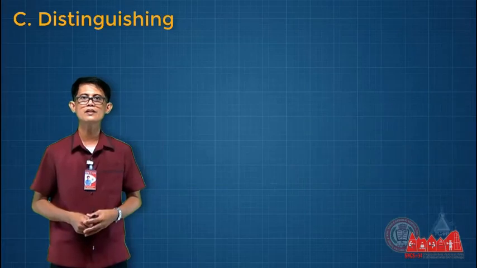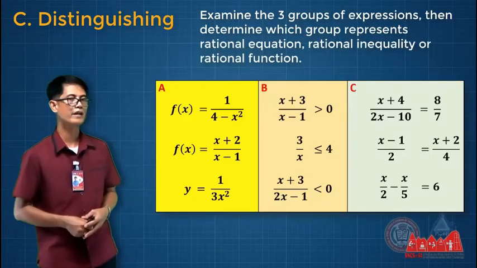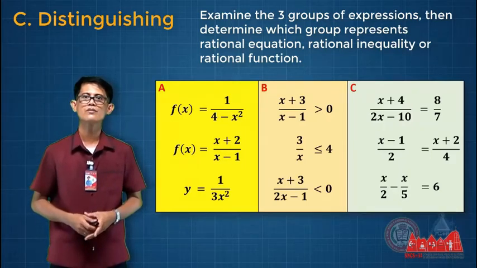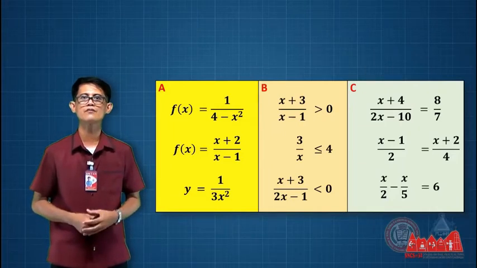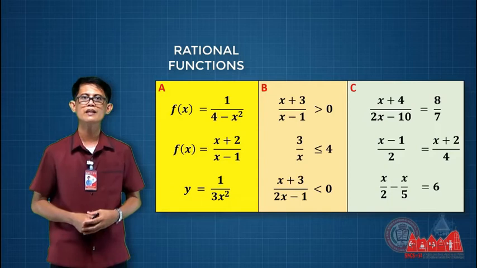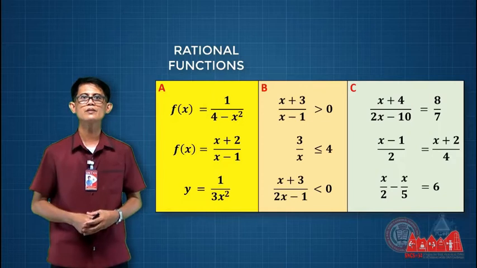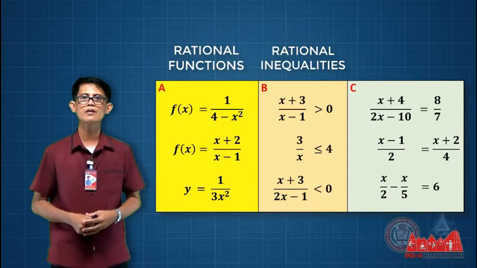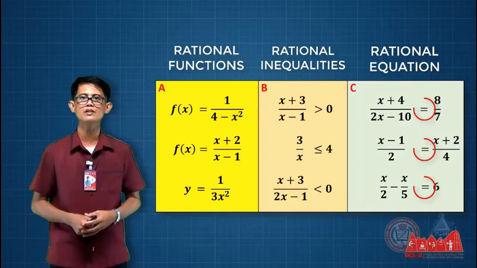Letter C, distinguishing a rational equation, rational function, and rational inequality. Examine the three groups of expressions, then determine which group represents a rational equation, rational inequality, or rational function. If you say that set A represents a rational function, then you are correct because it has a dependent variable y written as f of x. Set B represents rational inequalities because of this symbol of inequalities. And set C represents a rational equation. From the word equation, it has an equal sign in between expressions.